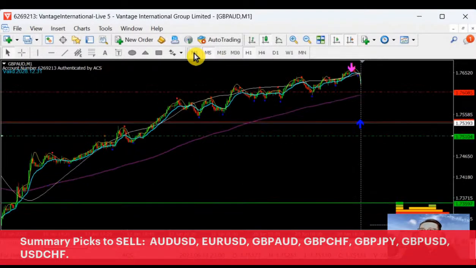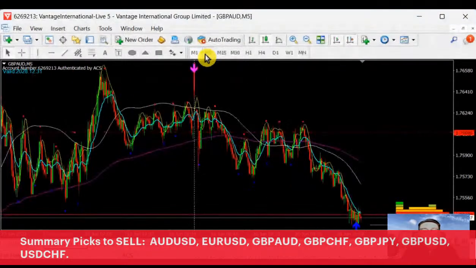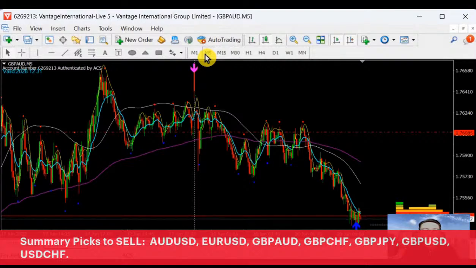Well, I would say that from now on scalping will be good, so that we won't be hurting our pocket so much. So build this one small, right? Pound Aussie is still continuing the selling.